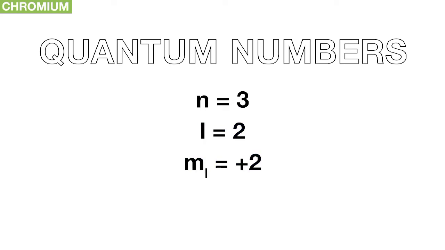Additionally, let's get 3d5's quantum numbers. 3d5 is the 24th electron. With that information, we can say that n is equal to 3, l is equal to 2, and the sublevel is dumbbell shape, m sub l is positive 2, and m sub s is positive 1/2 spin up.